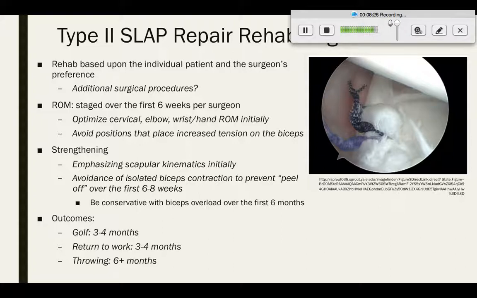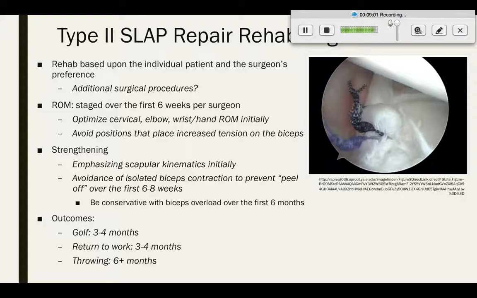As I mentioned earlier, your range of motion is going to be staged over the first 6 weeks. Following any surgery, we always want to make sure that we're optimizing mobility proximally and distally, if we can, within a safe range. So at the shoulder, that means making sure that we're maintaining cervical, elbow, wrist, and hand range of motion initially. Now, keep in mind that we need to avoid an active or isolated biceps contraction, so that might change the type of mobility exercises that we prescribe at the elbow, wrist, and hand, and I want you to think about how you might modify that.